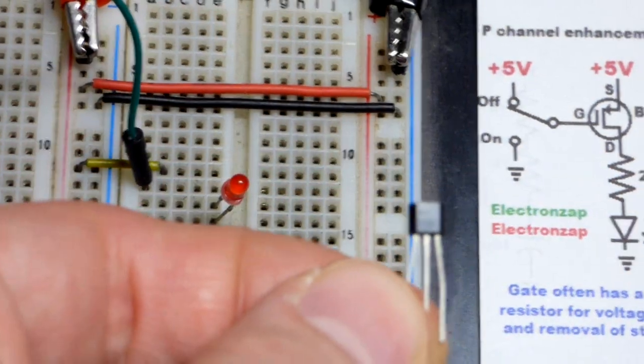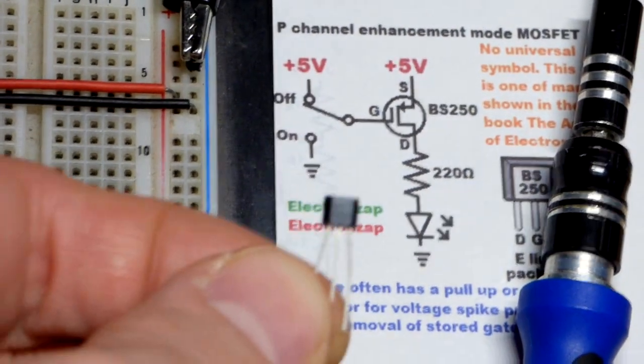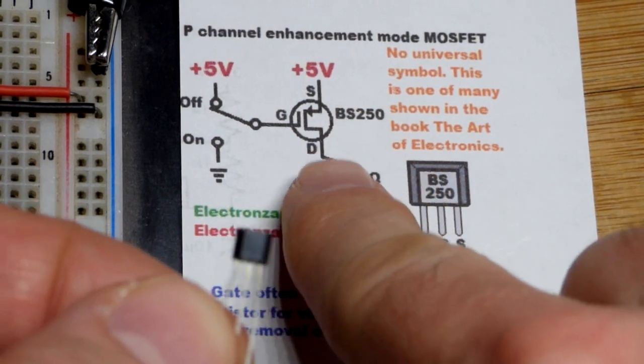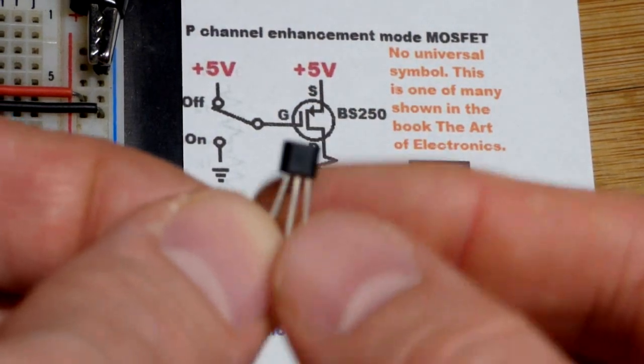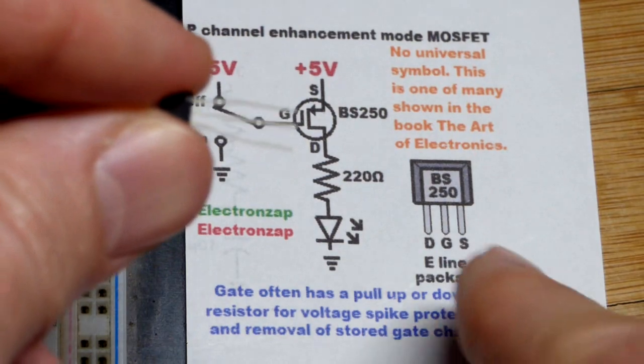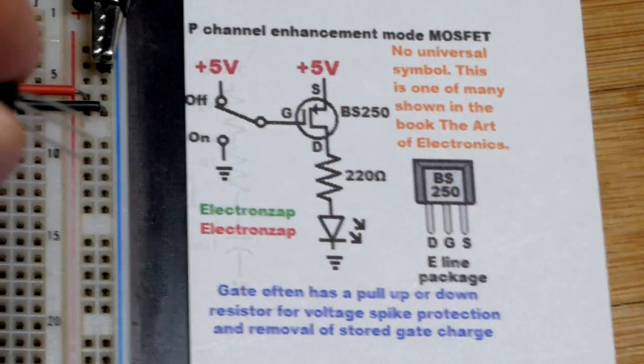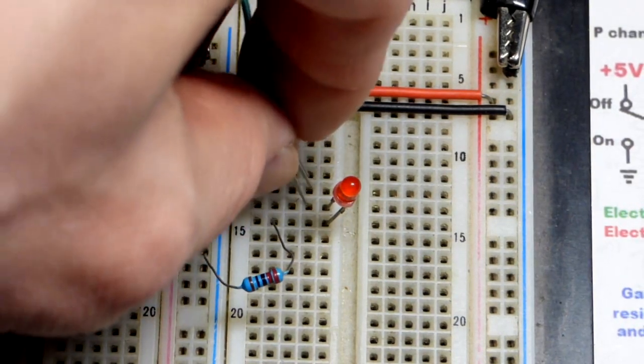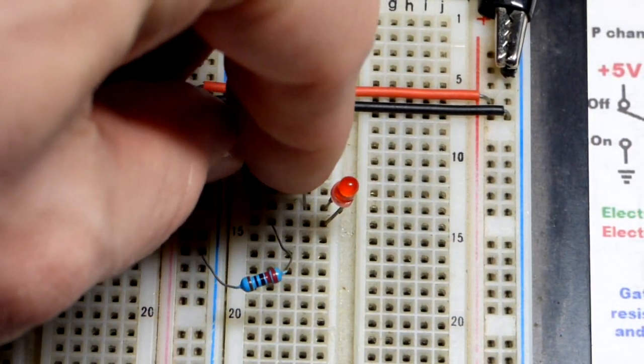And let's go over here. You can see the pin layout, drain, gate, source. So we want the source on top right there. So we can swivel this. Now we can see the source is up to the top. And then just kind of bend her down there. And then I can insert her into the board. So that's how we can make sure we got the right pin layout.